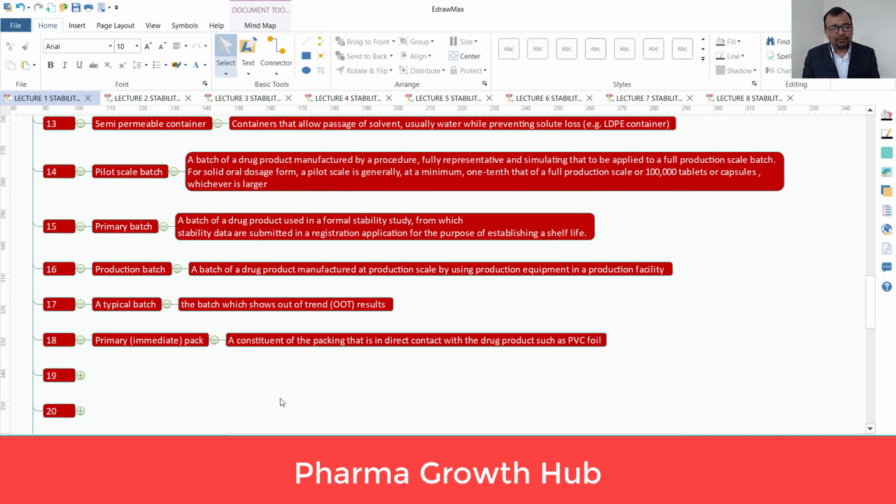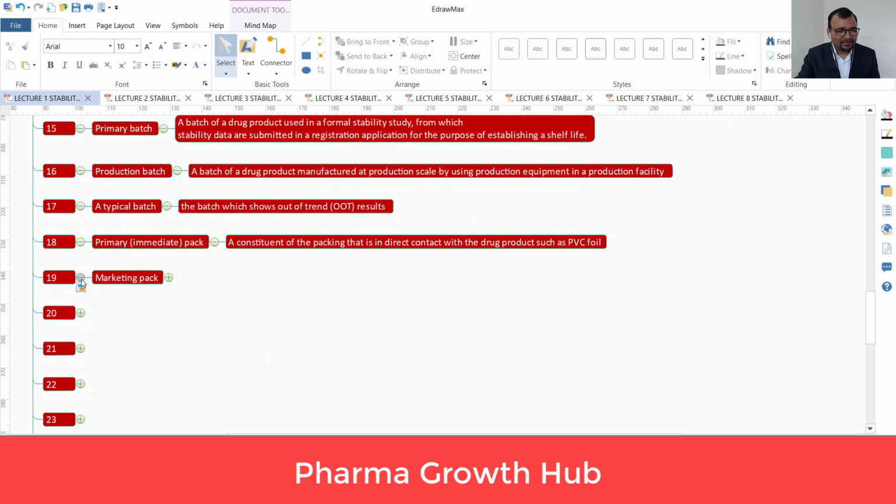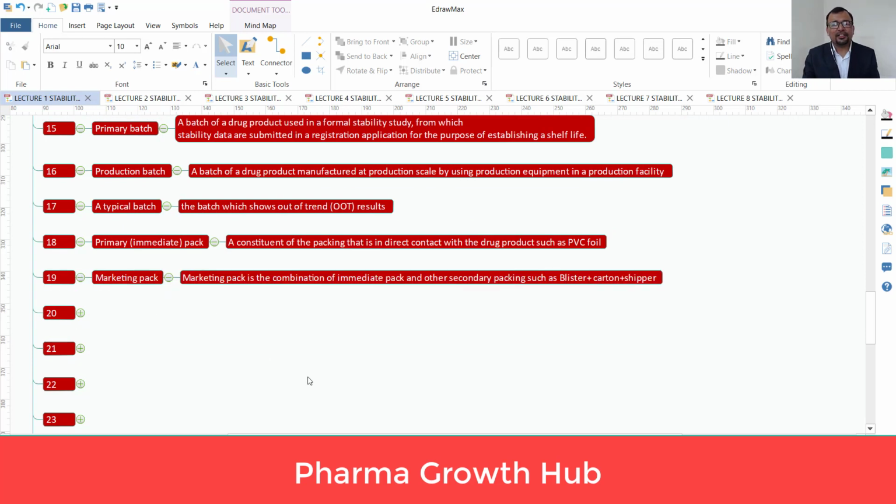Okay. The next point is the primary immediate pack, and what is the definition? A constituent of the packing that is in direct contact with the drug product, such as PVC foil. And the PVC foil is called what then? The primary immediate pack, right? The next point is marketing pack, and what is the definition of marketing pack? The marketing pack is the combination of immediate pack and the secondary packaging, and here is the set of the marketing pack. The blister, which is immediate packing or the primary material, plus the carton plus the shipper. So this kind of set we can call a marketing pack.